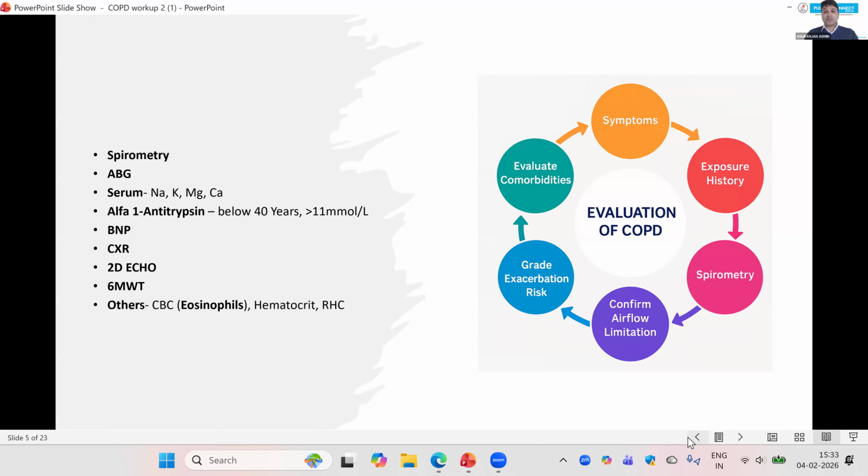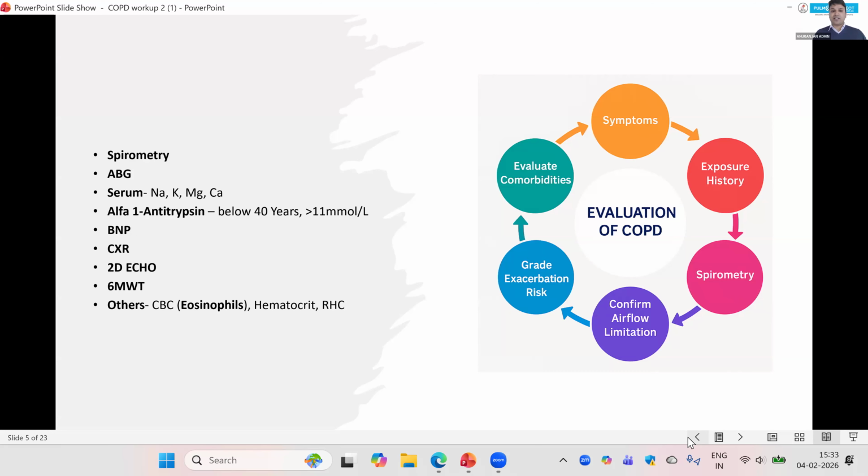So to rule out the cardiac causes, we'll have to do NT-proBNP, to rule out heart failure, and to determine whether the breathlessness is because of the cardiac condition or because of the lung condition. And you'll be doing the chest X-ray. I'll be showing one of the X-rays later on.